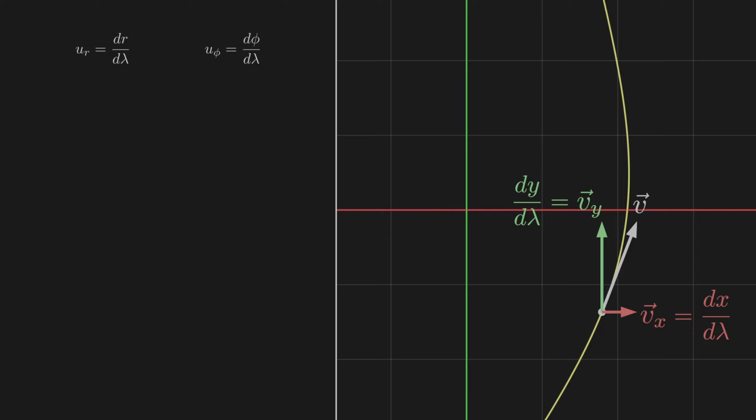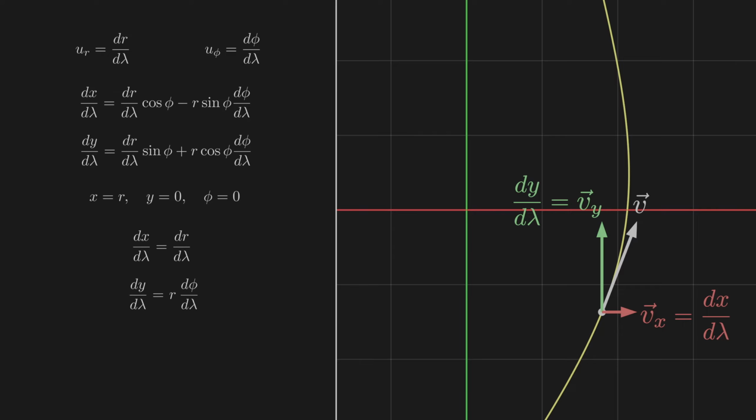Let's start by writing out x and y in polar coordinates. We can then differentiate both sides with respect to lambda. For simplicity, we will now assume that x equals r and y equals 0. Doing so reduces these equations a lot. So we see that dx d lambda is the same as dr d lambda, which makes sense since this point is on the x-axis. Looking over at dy d lambda, we see that there is this factor r in front of d phi d lambda.